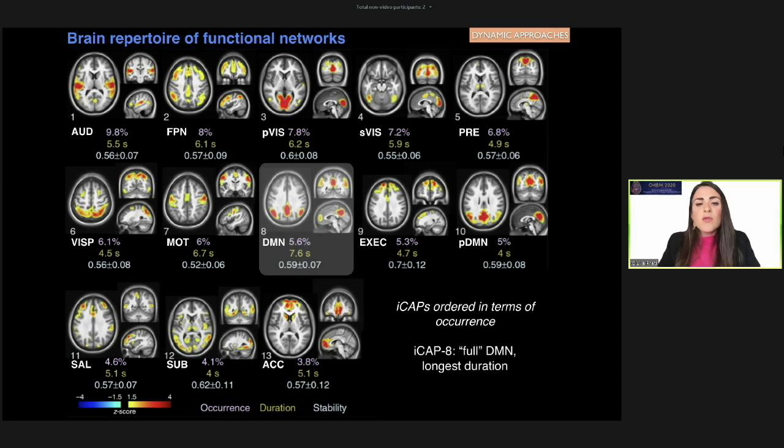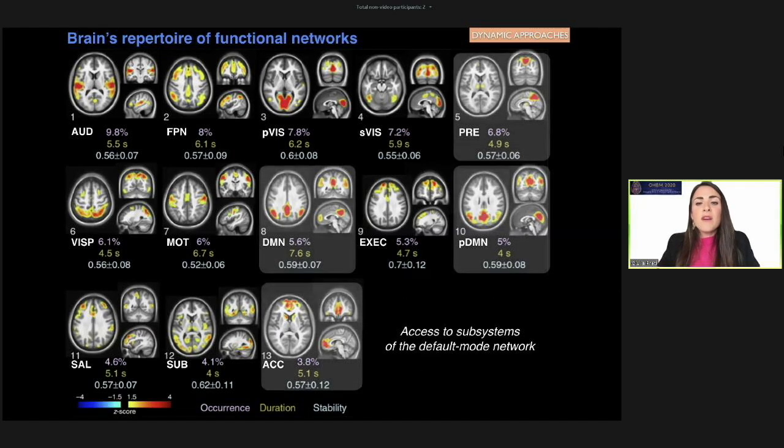But also, more importantly, we can also have access to subsystems of the default mode network, because you can see that patterns are retrieved where only sub-portions of the DMN appear together with other regions of the brain with which they synchronize only for a brief amount of time. So this information would be missed by static analysis.